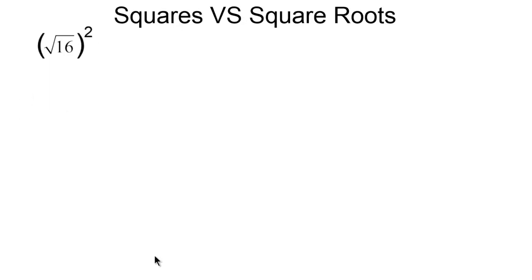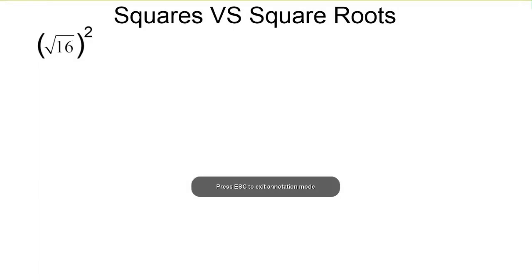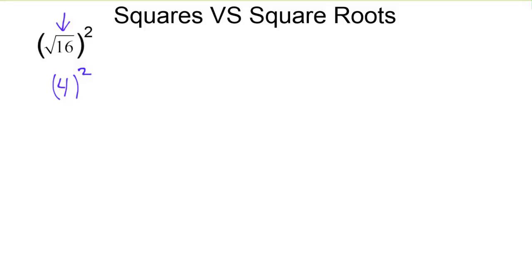First thing I'm going to talk about is squares versus square roots. So what we have here is a square root of 16, and then we have a set of parentheses, and then on the outside we have a power of 2, or a square. If we do order of operations, we do what's inside the parentheses first. So we're going to do the square root of 16. Now there are two solutions to every square root, positive and negative. However, we're going to take the principal root, which is the positive one, for now. So the square root of 16 is 4, and then 4 to the second power will give you 16. So you can see that a square will undo a square root.